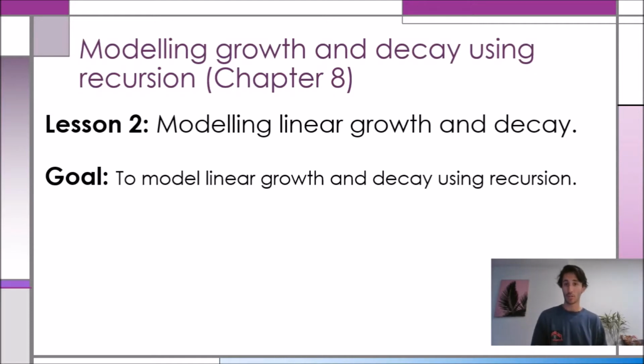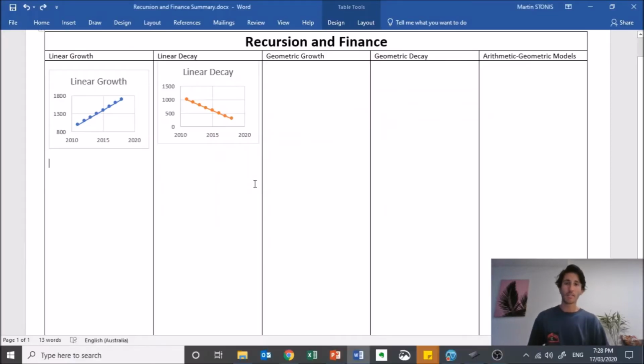This lesson is lesson 2. We're looking at modeling linear growth and decay. Now, the key word here is linear. What I would like you guys to try to do for this whole topic, for finance, is to have something like this as your notes. Having a table really sets out this topic nice and easily, and you can see the differences between the types of questions that you can be asked.